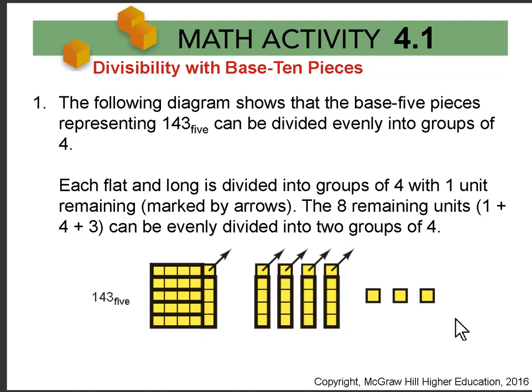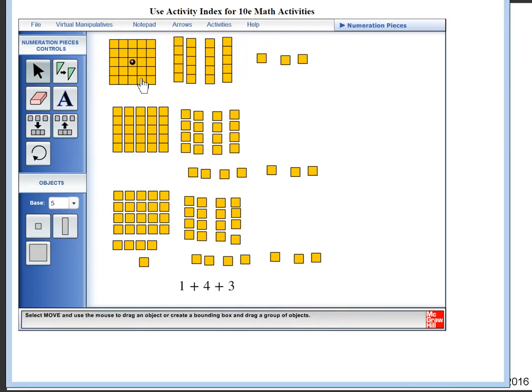In question 1, we look at this base 5 numeral 1, 4, 3 and the corresponding base 5 pieces. If you think about the base 5 pieces, and you break them up, if you take off 1 unit from each of these flats and longs, you can see what remains are in groups of 4. I have that modeled here, 1, 4, 3 base 5. If I split it up, I've split up these longs. These are groups of 4, so there's those extra units pulled down.